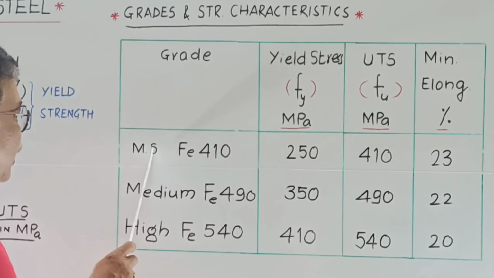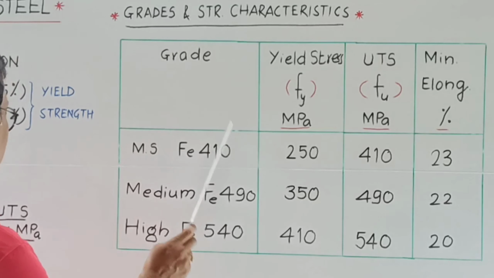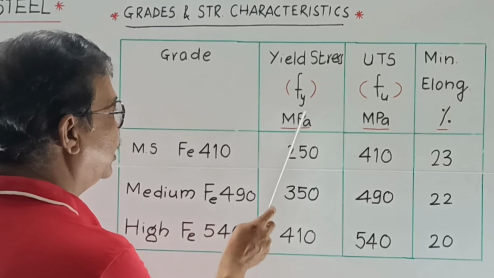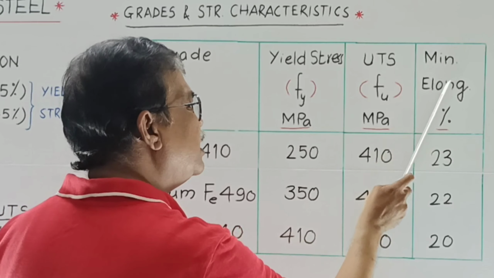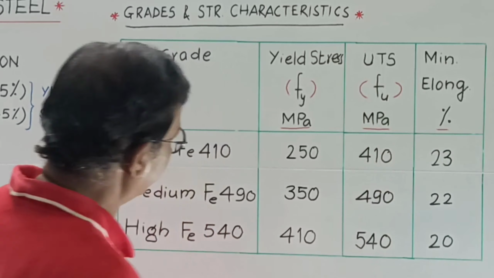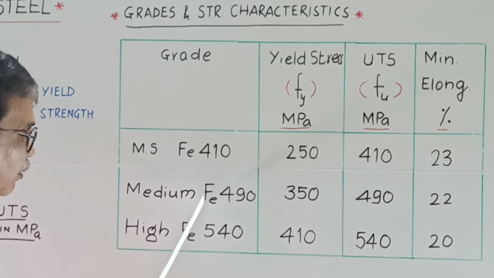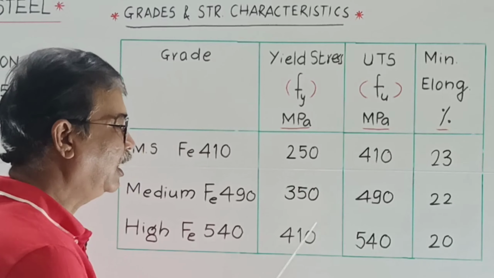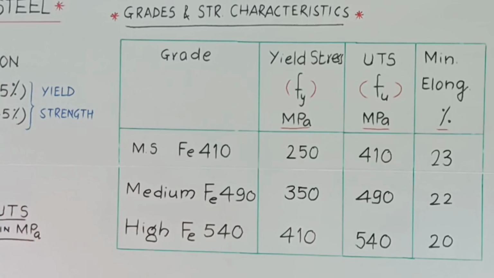The first grade, that is mild steel, whose grade is Fe410. Fe stands for ferrous, 410 for UTS. Yield stress of this steel is 250 MPa. Ultimate tensile stress is 410 MPa and minimum elongation in percent is 23. Let us go for the second grade of steel, that is medium grade steel, which is given by Fe490. Its yield stress is 350 MPa, ultimate tensile stress is 490 MPa and minimum elongation is 22%.